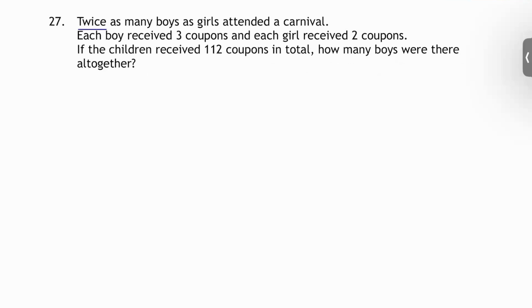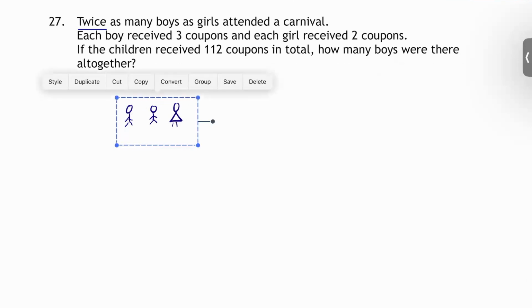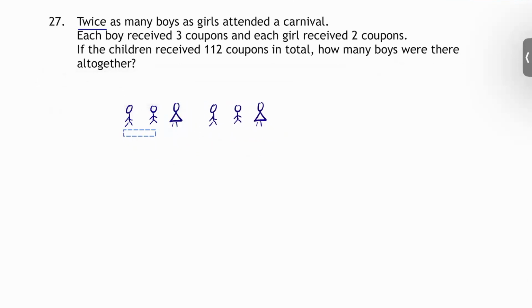Twice as many boys as girls attended the carnival. So we would have 2 boys and 1 girl per set, right? And we don't know how many sets there are of 2 boys and 1 girl. So this is 1 set. Okay, each boy received 3 coupons, 3, 3, and each girl received 2 coupons. And the children received 112 coupons in total. So let's figure out in 1 set how many coupons there are. There will be 8 coupons in each set. But we're looking at 112 in total.